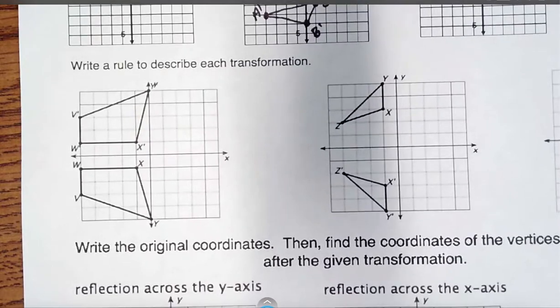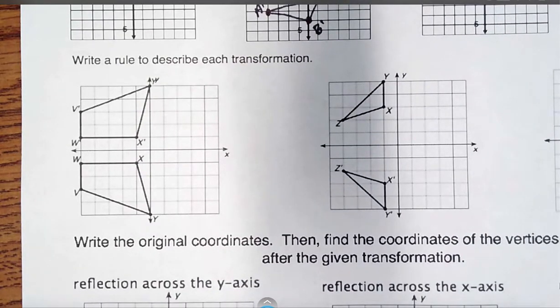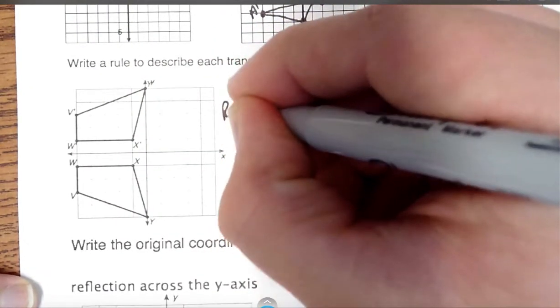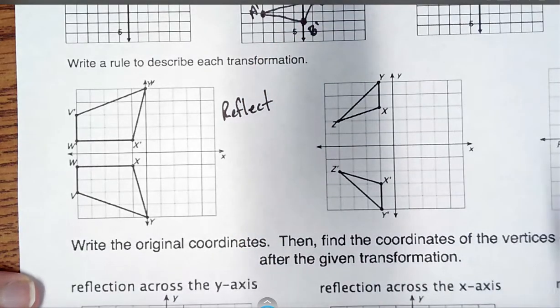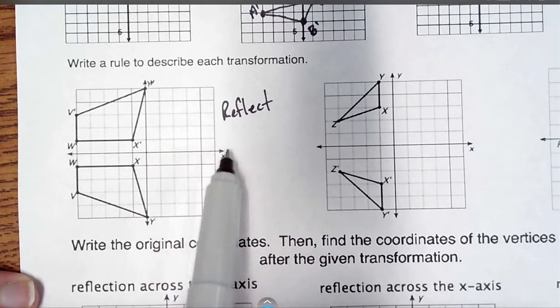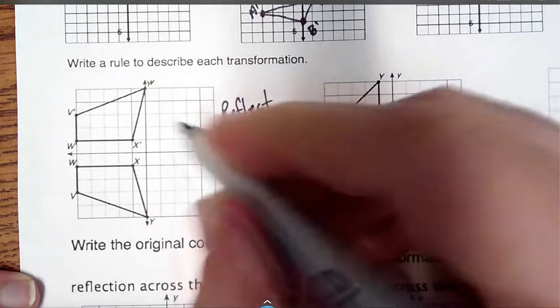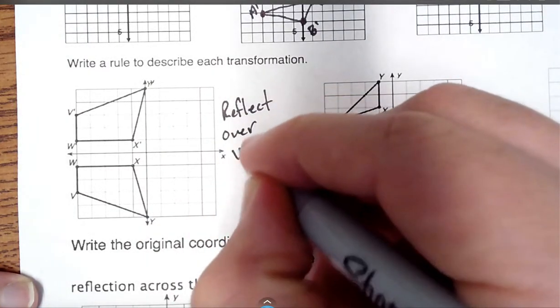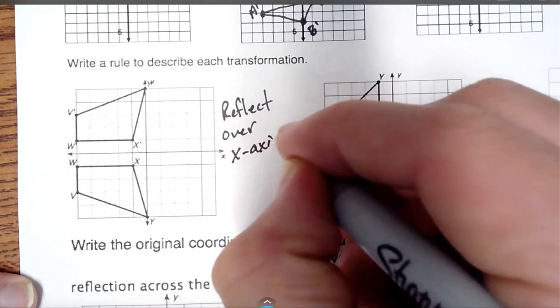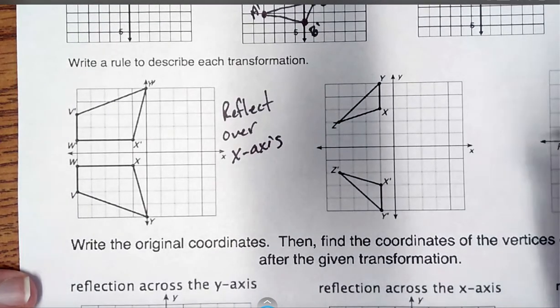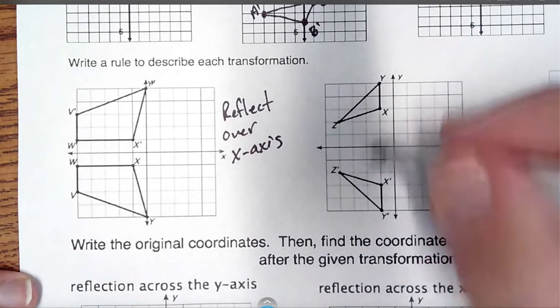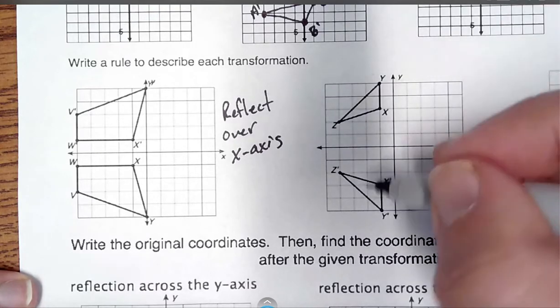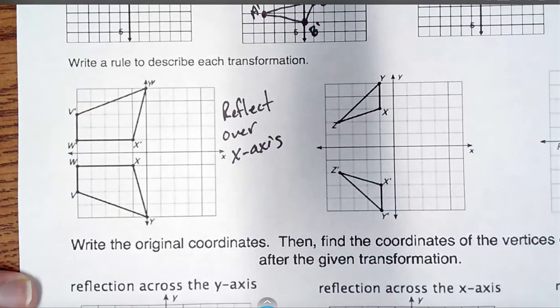Perfect. So if we go to these, we're supposed to write a rule. So it's going to be a reflection. So I'm going to say reflect. And then this one got reflected over the x-axis. So reflect over x-axis. The next one, this one's also the x-axis. They're equal distance from the x-axis.